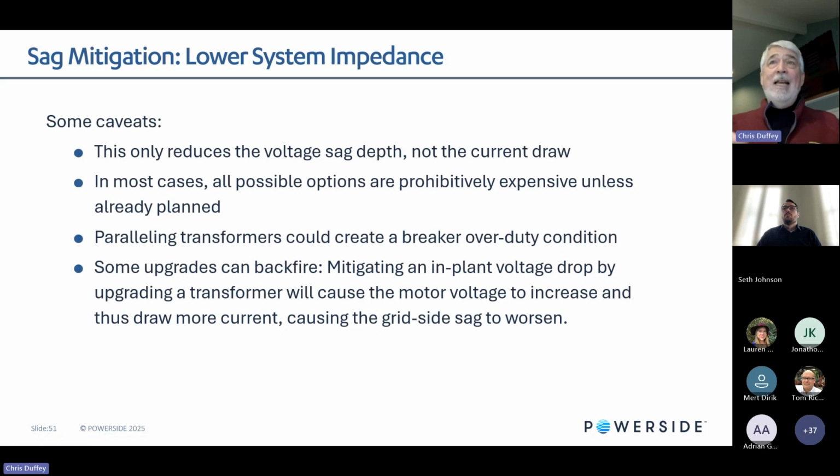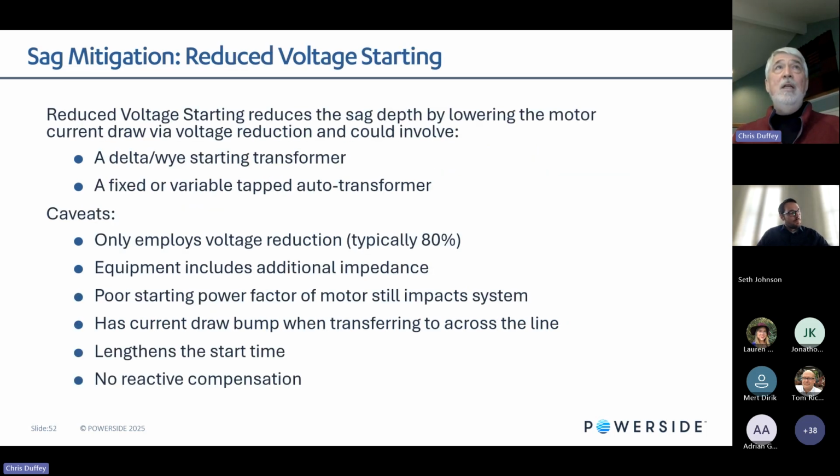If we mitigate an in-plant voltage drop problem by upgrading our transformer, yes, the motor is going to start now, the voltage will be higher in the plant, but you're probably increasing the current draw on the grid side, because you raise the voltage on the motor, it's going to draw more starting current. You could actually cause the grid side sag to worsen. So those are some of the caveats with lowering the system impedance.